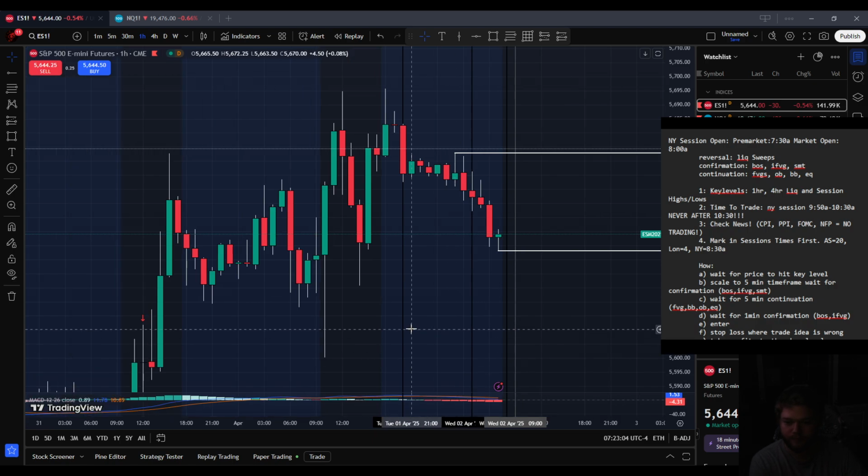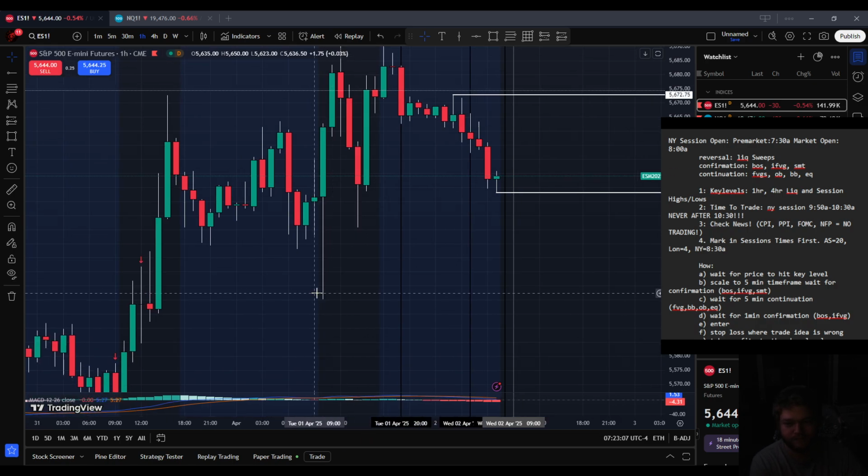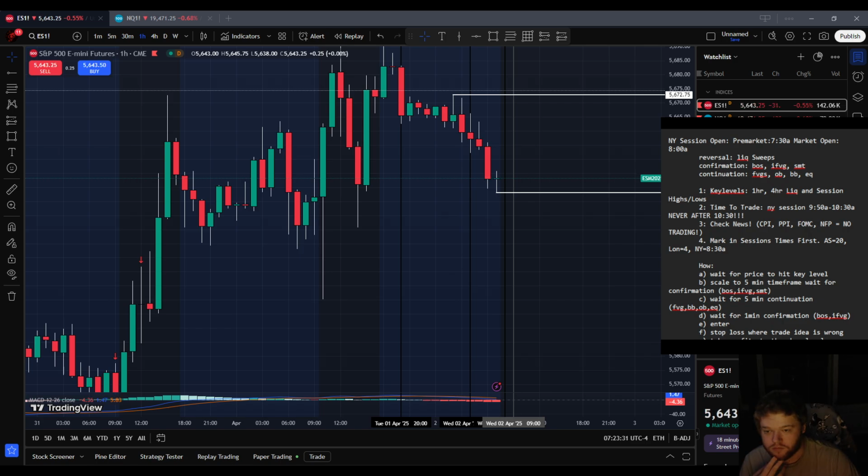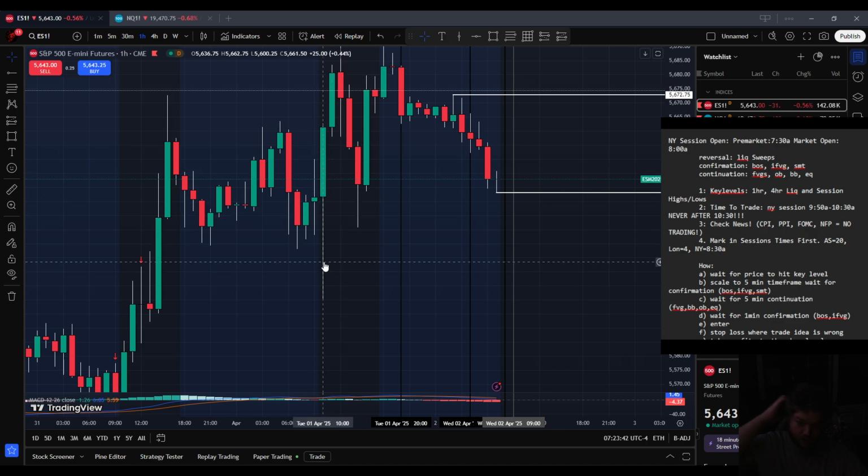Is this a draw on liquidity here? I don't think so because I believe this is 10. That's 10 at night. No, that's 10 in the morning. What am I doing? It's 10 in the morning, Tuesday. That was news. This right here, this whole candle was news. It moved all the way down and continued moving higher.